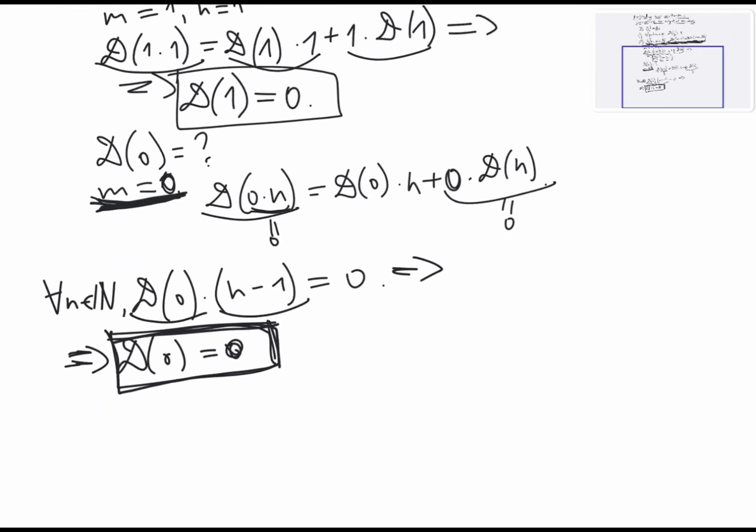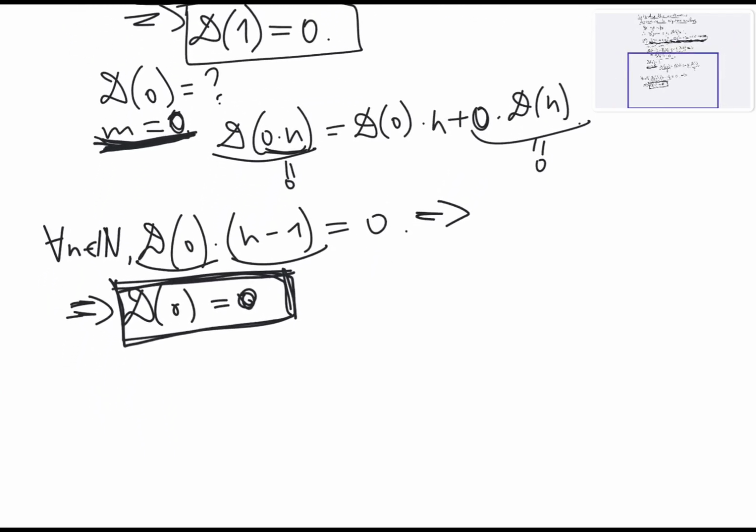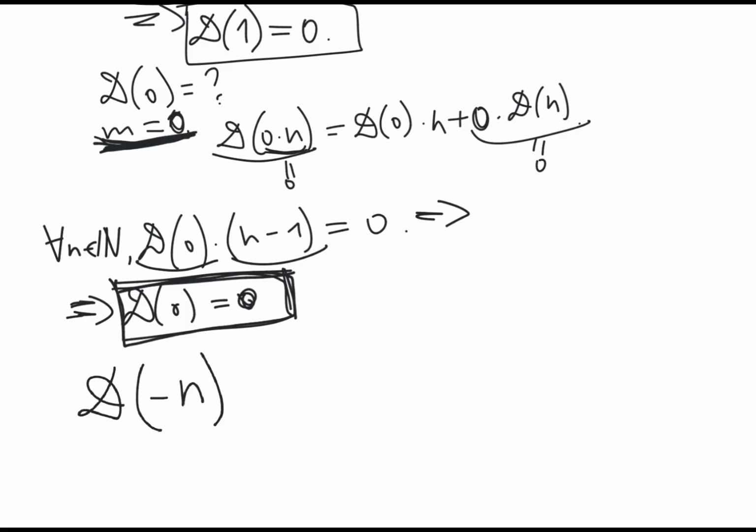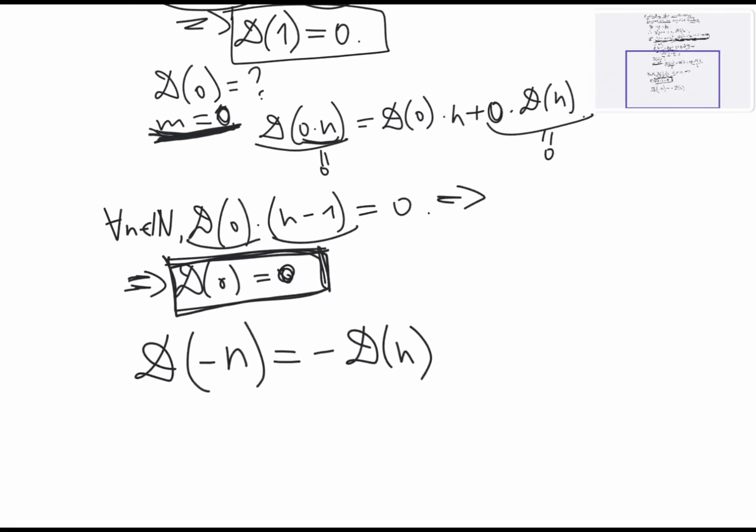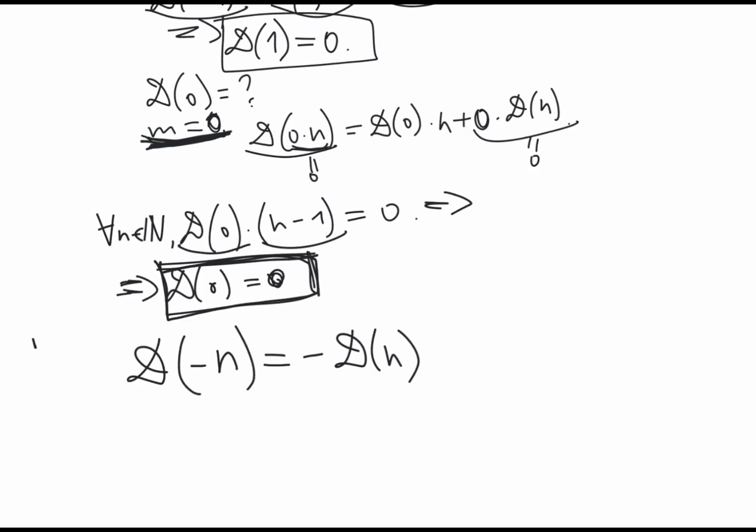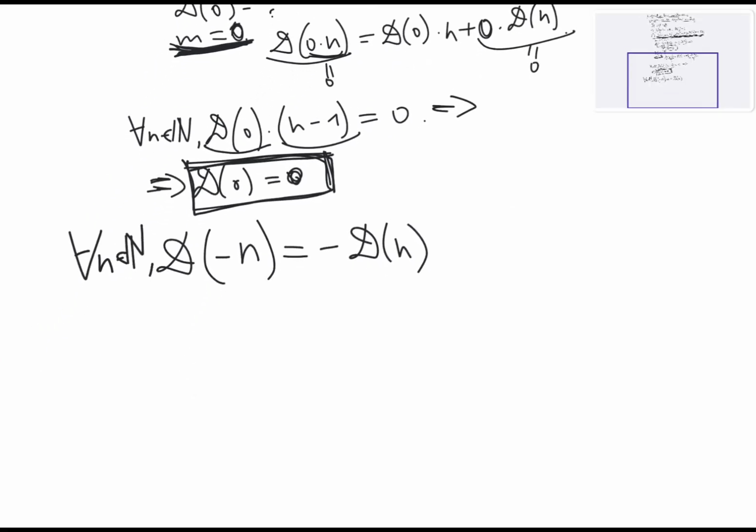So now, extending to the negative numbers, we define d of minus n is equal to minus d of n, for any natural number n, any positive n. This is how we define it. And when we define it this way, we need to verify that the product rule would still hold.